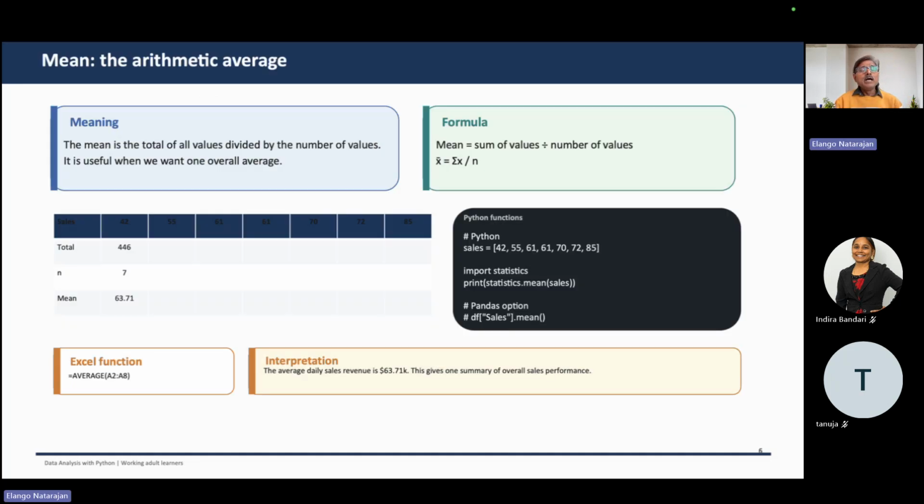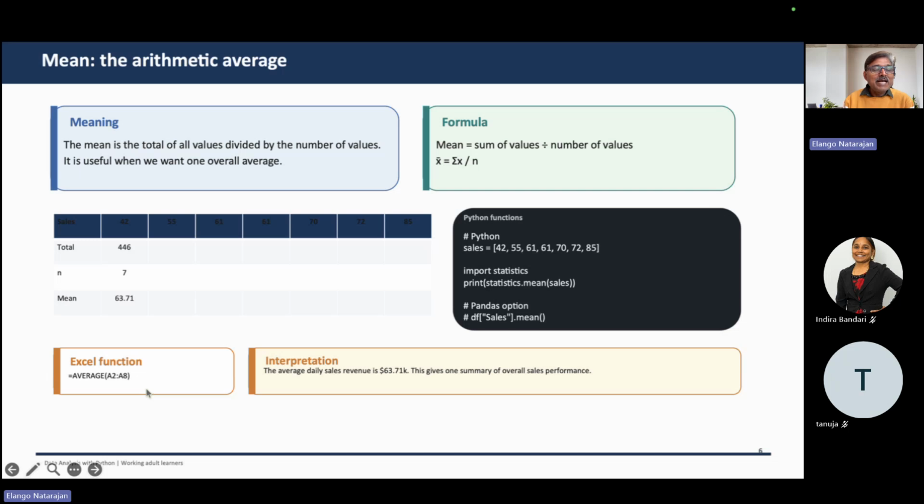When you use the mean, we work with only numbers, continuous numbers or whole numbers, but it is not related to categorical data. This is an important thing you should note down. And we have functions over here.